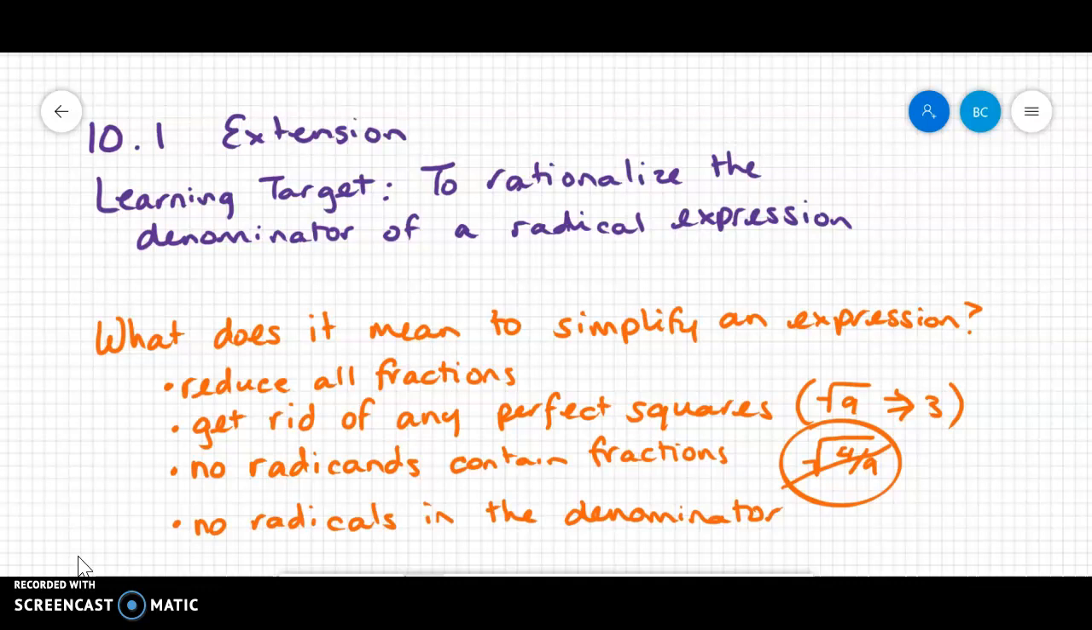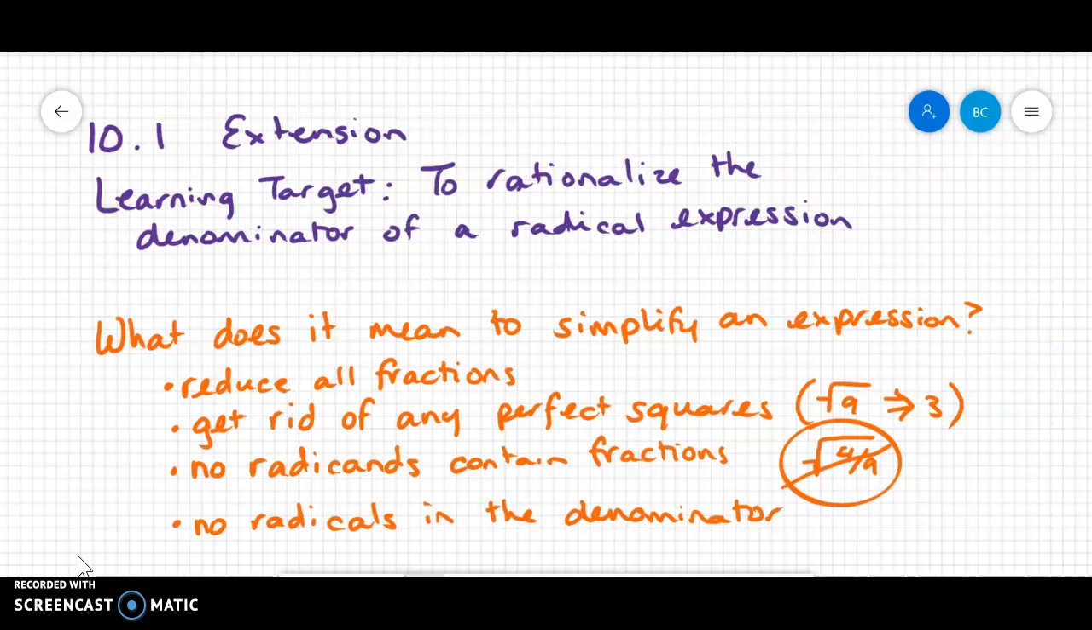So we always want to reduce our fractions. When we are working with expressions, we also want to make sure that we don't have any perfect squares. So if I have the square root of 9, for example, in my expression, I want to simplify that to just 3. We also have done a little bit of work with the next two things where we've said that there can be no fractions in the radicand. So I don't want to have the square root of a fraction. And if that's the case, I'll want to simplify it.